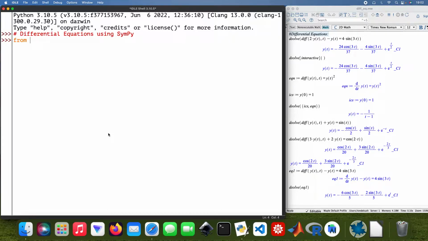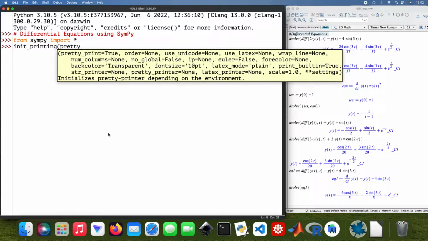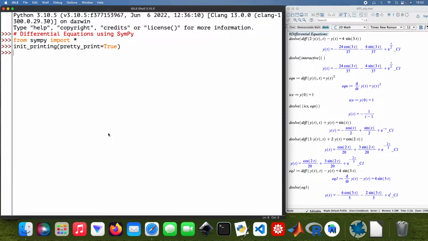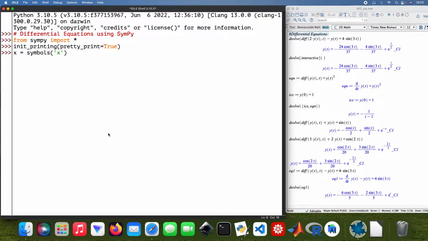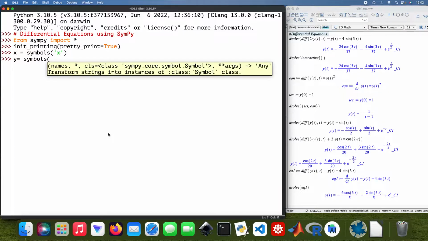So from SymPy import star, init_printing, pretty_print equals true. Okay, right. X as a symbol, so symbols. And then Y equals symbols again. Right, so this is a bit different because this is defining a class. So class equals function.